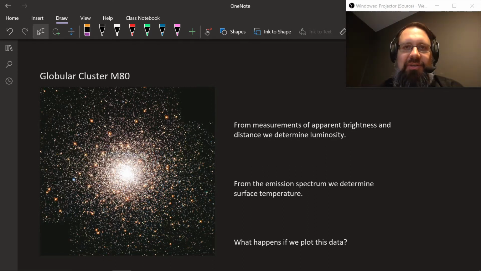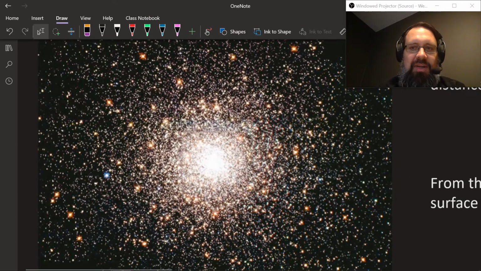Here's a picture of a globular cluster. A globular cluster is a cluster of some millions of stars, all clustered together, almost like a beehive. Every single speck in this image is an individual star, and they're clumped together by gravity, pulling all these stars together. What we're really looking at here is like a million stars.